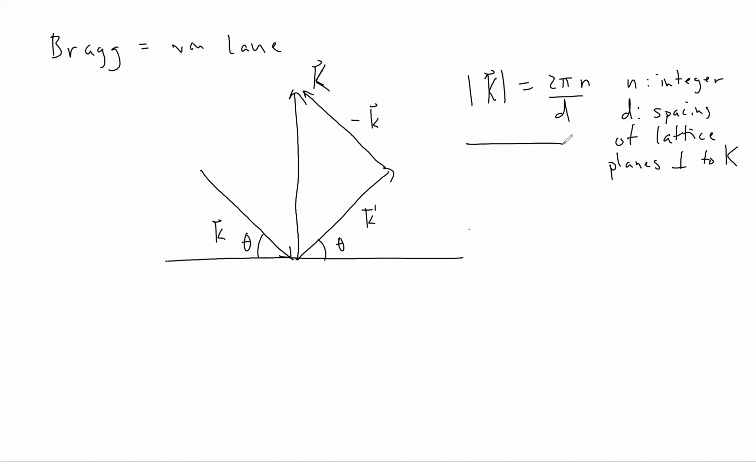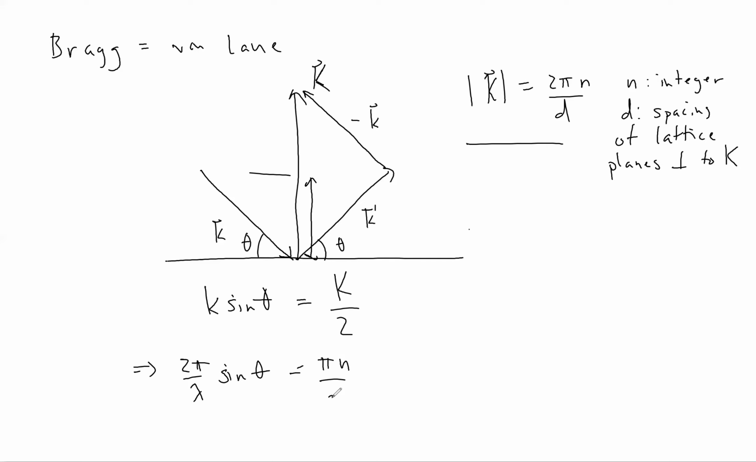Okay, now back to this picture. The von Laue condition requires that the projection of little k along big K is equal to half the magnitude of big K. So if we think of theta as our angle of incidence here, you can see that this distance here, which is the projection of little k along big K, is k sine theta. This should be equal to big K over 2. So let's use our definition of k as 2 pi over lambda times sine theta is equal to, now let's use our expression of the length of K in terms of the lattice plane spacing over here. We have pi n over d.